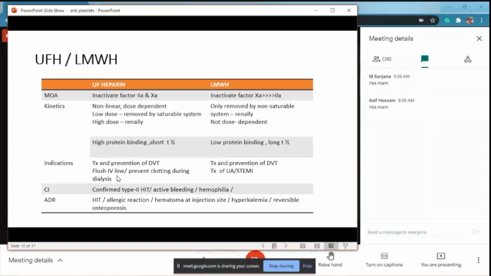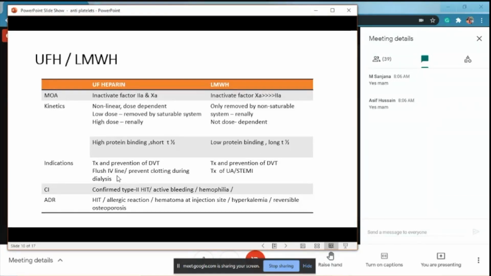Now, the difference is that unfractionated heparin inactivates both factor 2A and 10A equally, but low molecular weight heparin has 2 to 4 times greater effect on 10A than 2A. See the difference? Both inactivate factor 2A and 10A, but low molecular weight heparin inactivates factor 10A 2 to 4 times more than 2A.